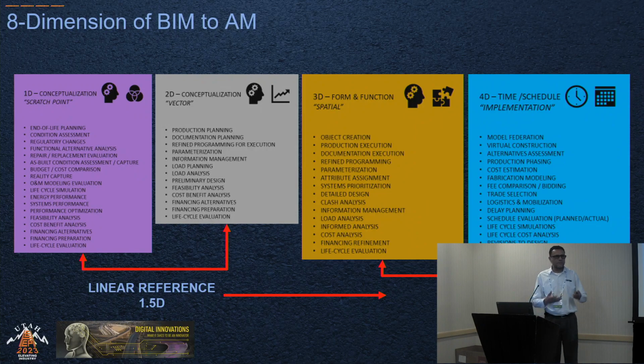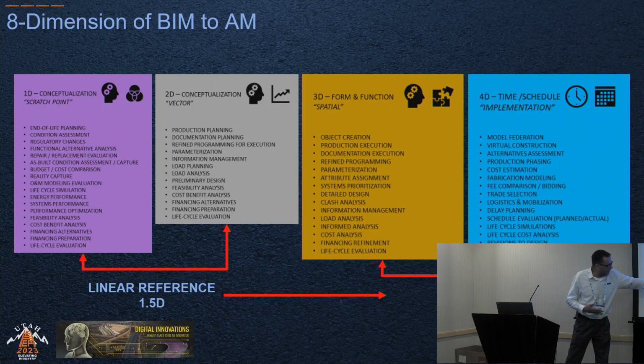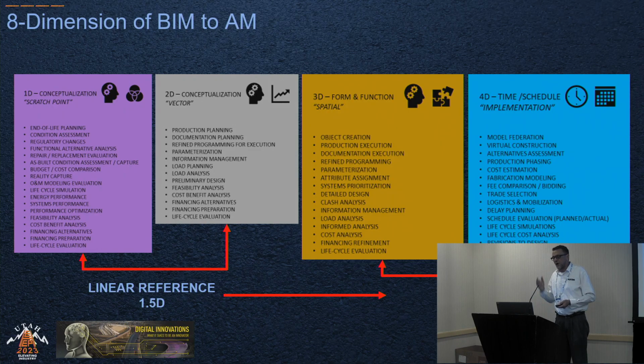So at AECOM, many of you probably have seen diagrams similar to this, but we have 8 dimensions of utilizing BIM going towards asset management. 1D, which is conceptualization, 2D, which is conceptualization, but we start to bring in vector data, and that linear reference system that we talked about earlier, that 1.5D carries through all the way up to 3D, where we start to talk about form and function.